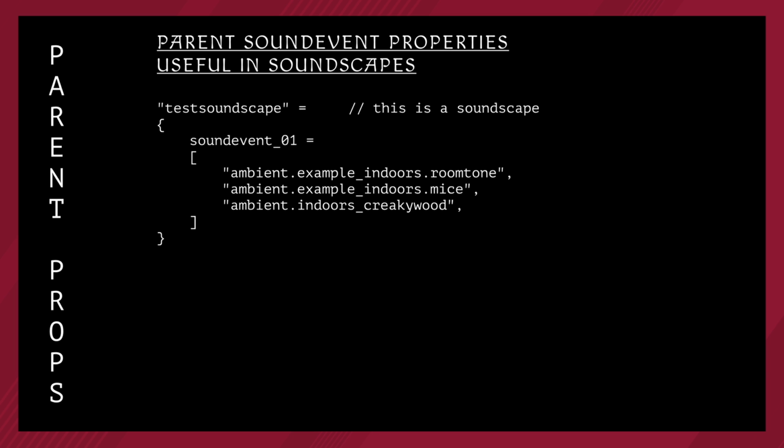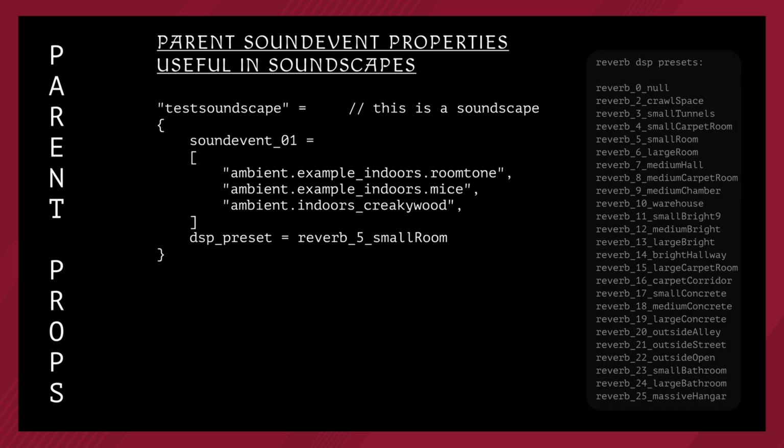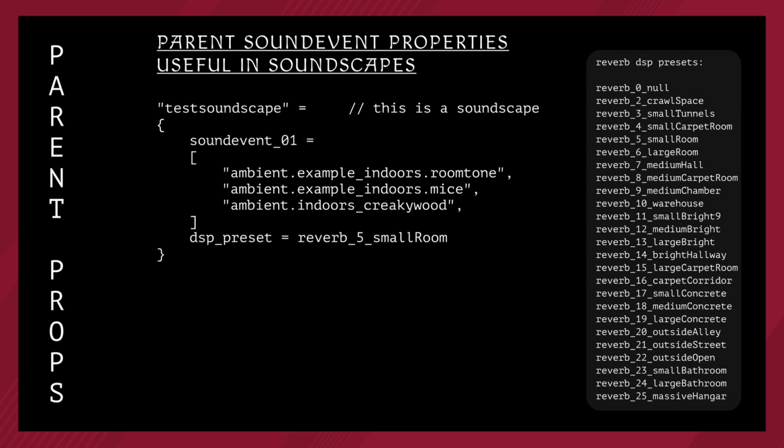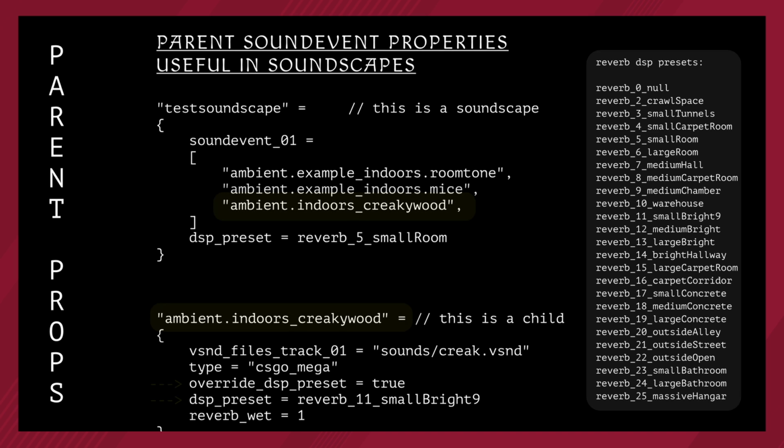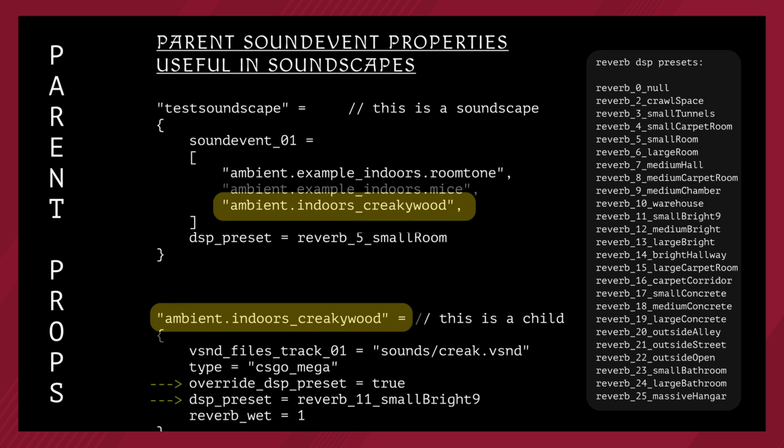Reverb is a type of processing applied to all sounds in an environment, and the reverb preset is selected by the active soundscape. And so when you make a soundscape sound event, you will use the property DSP preset equals, and you'll choose a reverb from this list, and that will set the reverb while you're in that soundscape. But you can also override the soundscape reverb preset on an individual level to the child event.